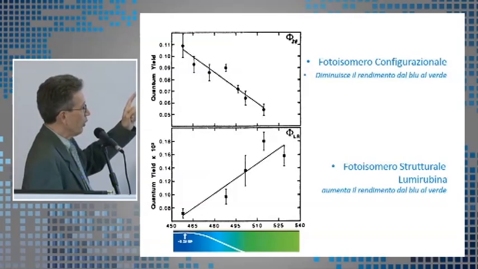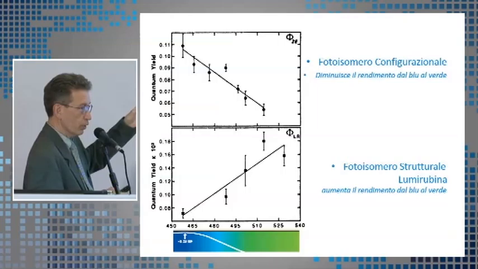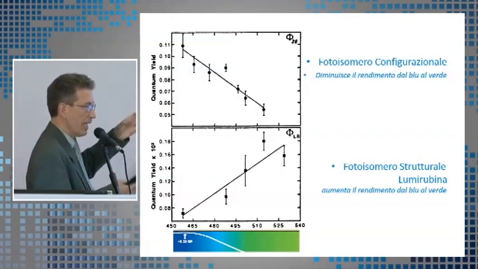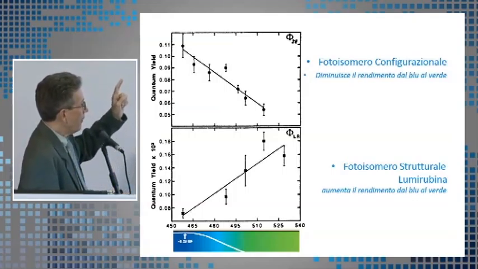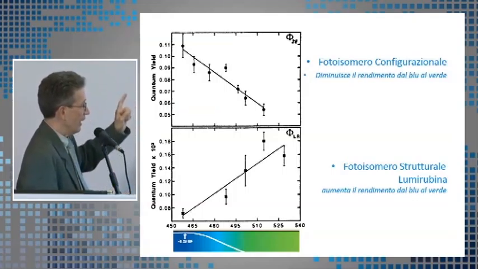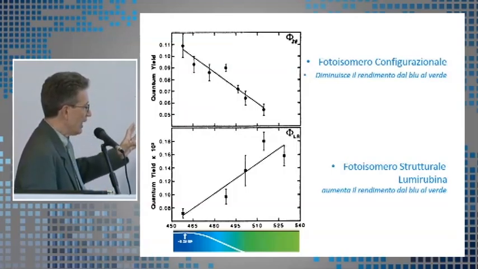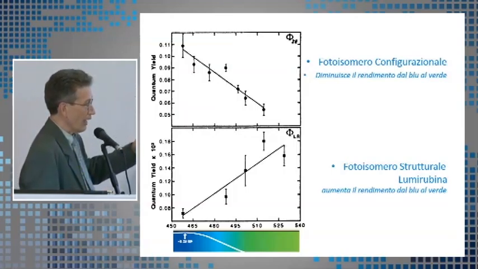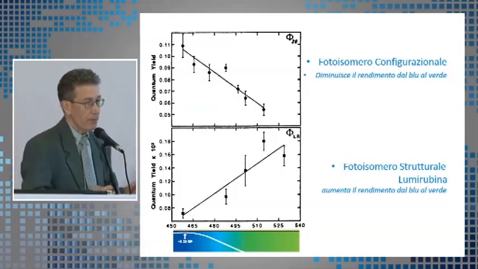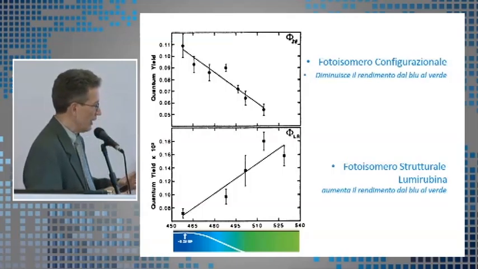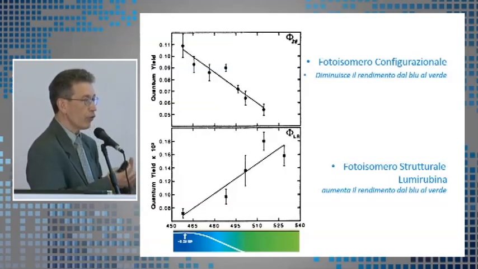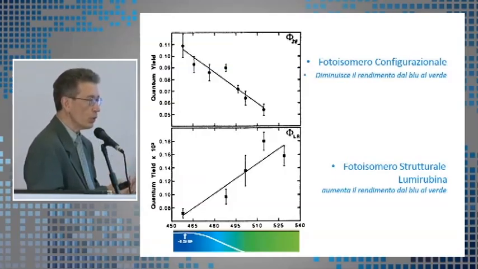To summarize a bit, configurational photoisomerization, the quicker one, which is eliminated more slowly, depends upon the wavelength. Its formation depends on the wavelength. In general, in the purple there's more, and in green there's less. And the opposite is true for structural isomerization: less in purple, and increasingly more towards green.